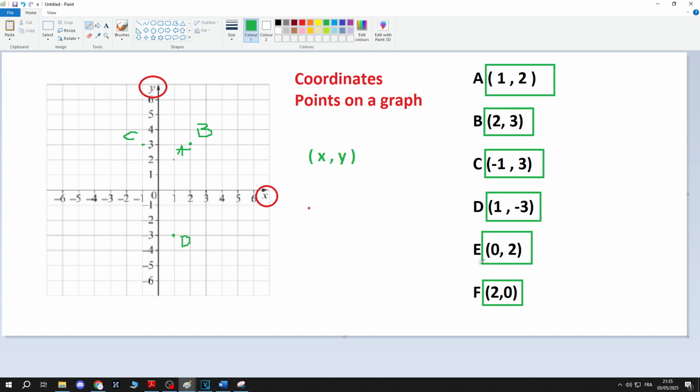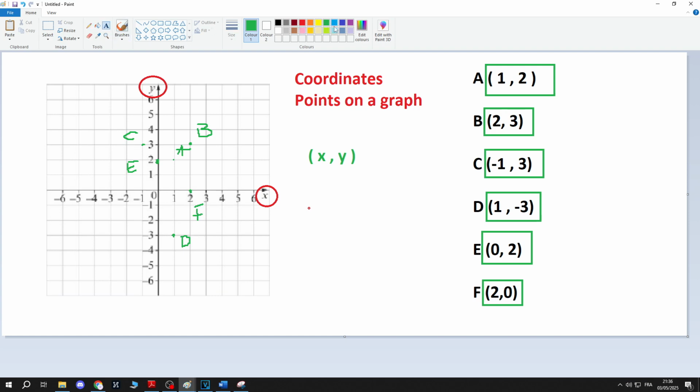Now x here is 0. So we're going to start from here. We're not moving either right or left. And then y is 2. So we're moving 2 squares up. So E is right on here. What about F? x is 2, but y this time is 0. So that means this time we will be moving twice to the right for x, but we will not be moving either up or down. So F will be right over here.